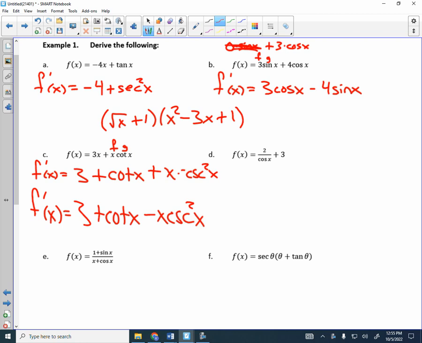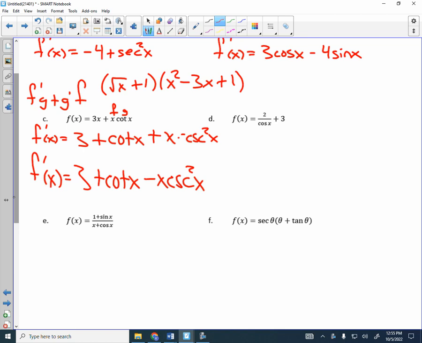Where did you get the x and the cosecant squared? Okay, so the product rule is f prime g plus g prime f. So you're just doing the product rule. I'm just doing the product rule. Okay. All right, some of the calculus requires that it would be better if you remembered your trig.